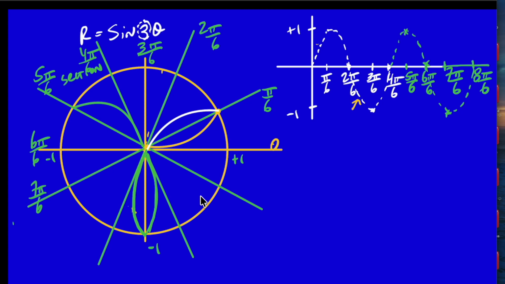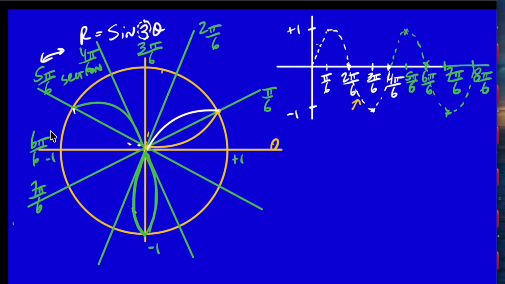And we know, folks, that we don't go this way to get to 1. Why? Because we are in the section between 4 pi over 6 and 5 pi over 6. We are in this section. So our graph should be here, not here. That's how you know which way to draw your curve.